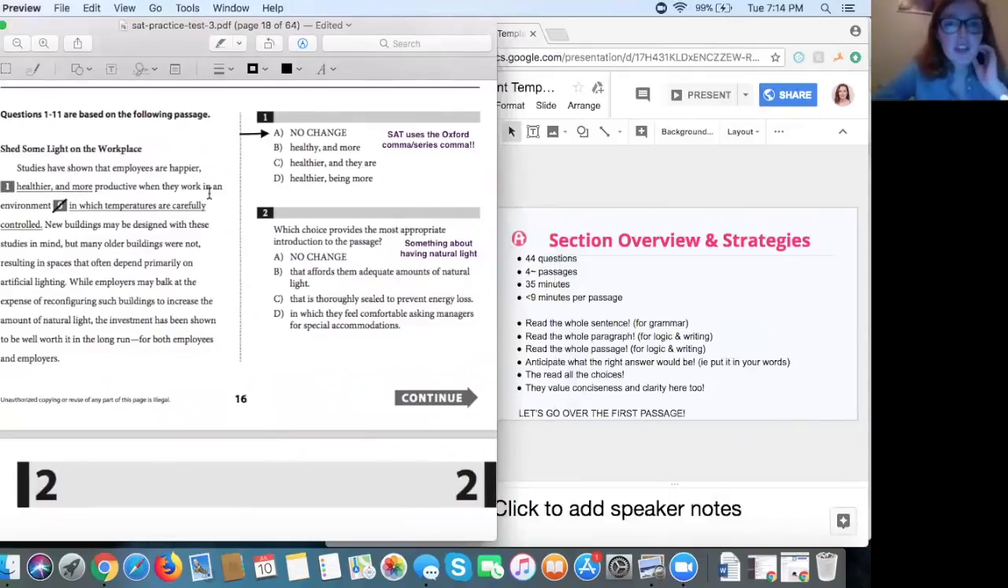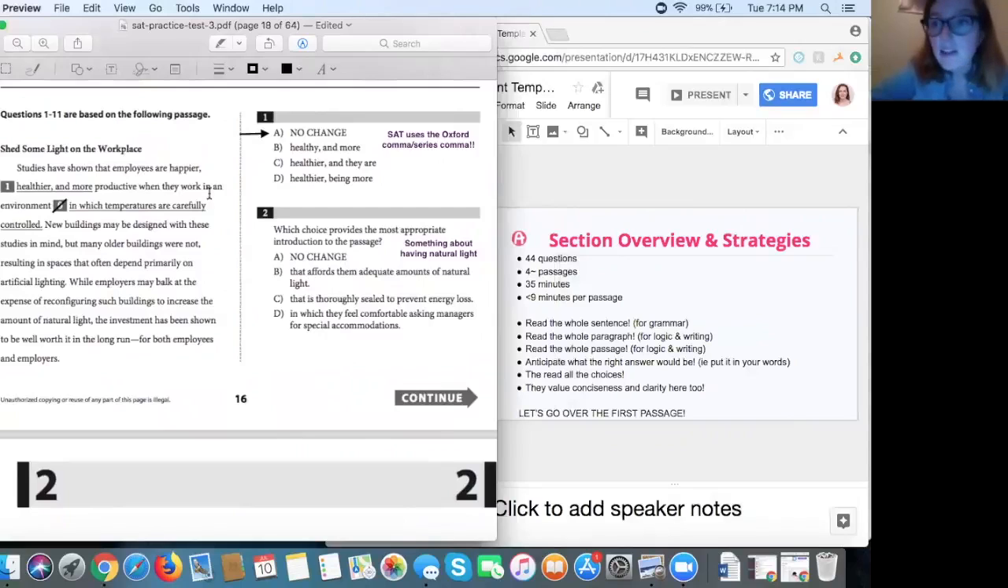So the first thing that people struggle with when they're adjusting to the very particular grammar rules of this test is that generally in most schools, people don't learn the Oxford comma anymore, or the series comma, or the Harvard comma, I think you can also call it.